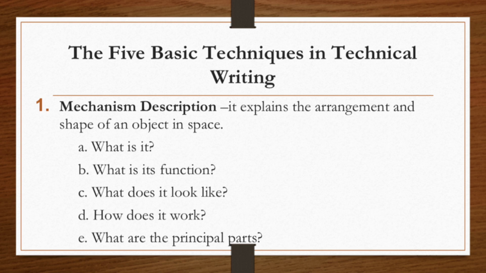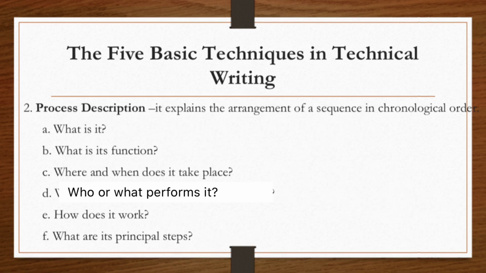Mechanism description explains the arrangement and shape of an object in space. So this description may involve movement, and complex motions are better handled with the process description. In mechanism description, you need to answer the following questions in order. First, what is it? What is its function? How does it look? How does it work? And what are its principal parts? Here it is important to give a detailed description of each part. Each of these parts may require a mechanism description of its own.